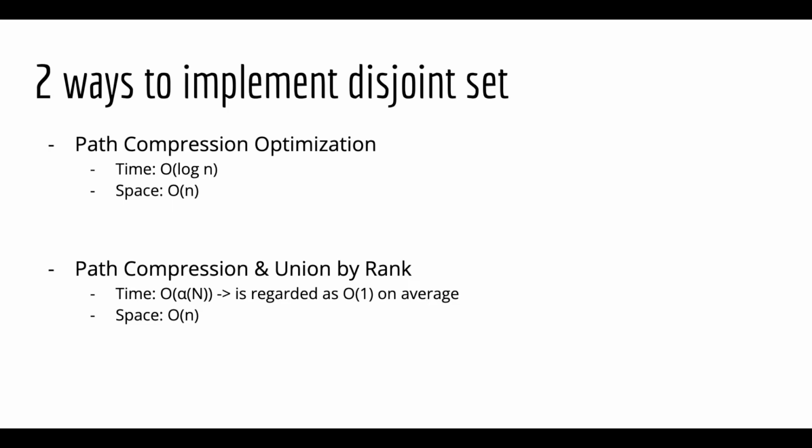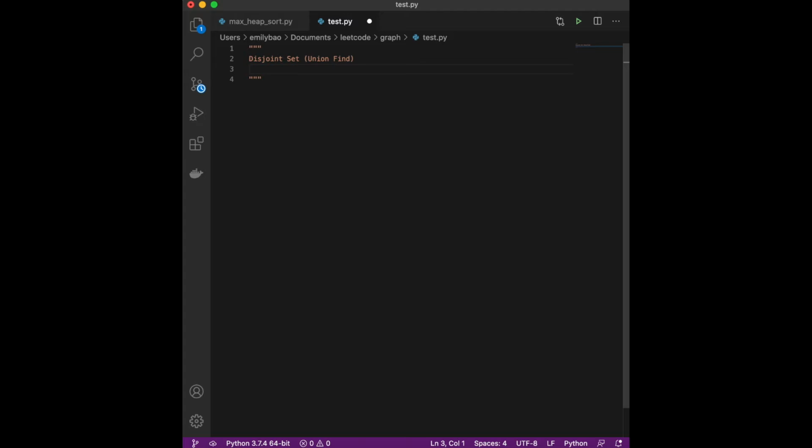Obviously, the second one is better, but I want to slowly merge into the second one for better understanding of how we can implement. In this method, I'm going to use the path compression.